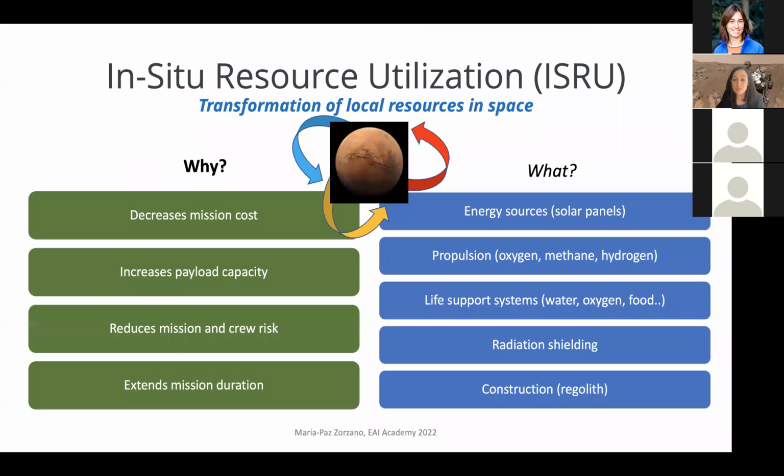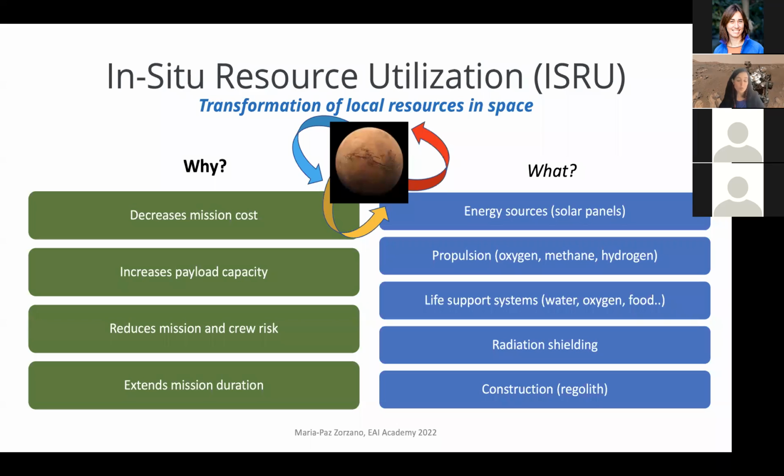The other concept where the present day environment is very important is in situ resource utilization, especially if we are planning to design a mission in the future with humans. We need first to test these technologies. Why is this important? Well, if you have the ability to transform resources in space, this is going to decrease the cost of the mission. This is going to increase the capacity of your payload, and it will also reduce the risk for the mission overall and then for the crew. And most importantly, it will also allow an extended duration of your mission.